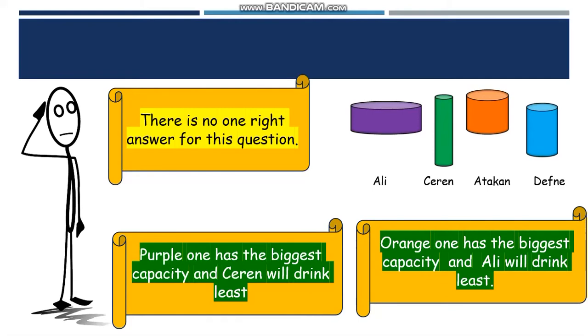Also, we can say the orange one has the biggest capacity because it looks like it has both the biggest radius and height. When we think about it, it can have the biggest capacity. Also, I can say Ali will drink least because the purple one has the smallest height, so maybe its capacity can be the least. Let's think about it.